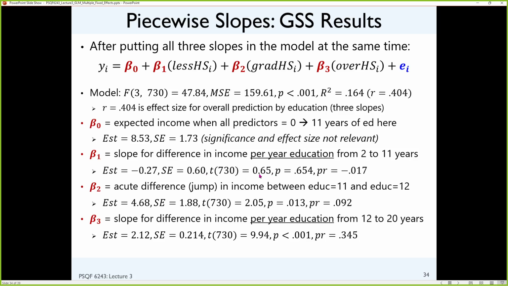And relative to a t distribution, I would see a result this extreme or more extreme like 65% of the time. That's my p-value right here. In other words, if the true slope in the population were 0, I could get a slope this big like 65% of the time, just from normal sampling fluctuation. So it's negative, but it's non-significantly negative.